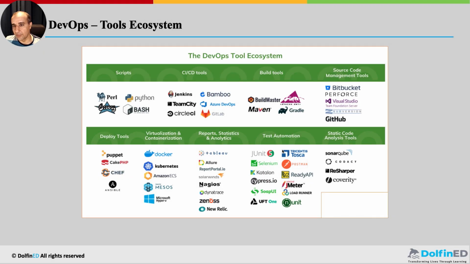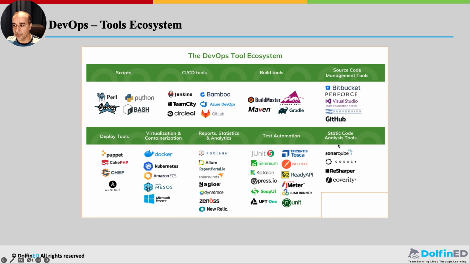Okay, again, the DevOps tools ecosystem. And what you need to do, as we mentioned, when it comes to deployment, you need to learn one. When it comes to virtualization and containerization, you need to know Docker and Kubernetes at least. And then when it comes to reports and all that, you also need to find out a tool that will help you with that. Test automation.